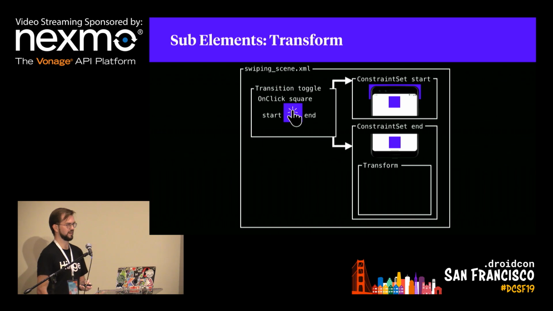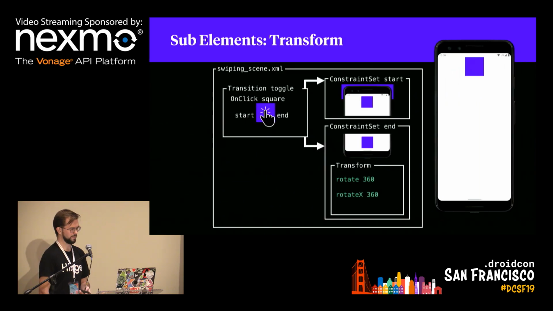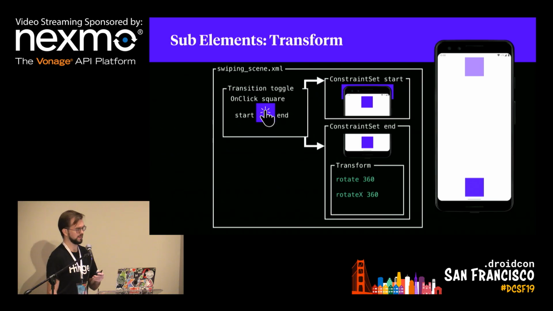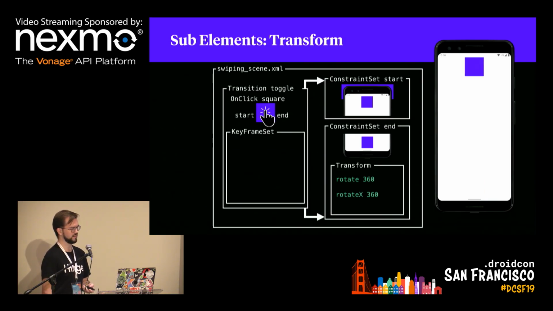And all I'm going to do is add a transform subelement. And I'm going to say that it's going to rotate 360 degrees both on the Z and X axes. And what that actually looks like is this cool little floating paper animation. But I think we can make it a little bit better by using something else, keyframe sets.